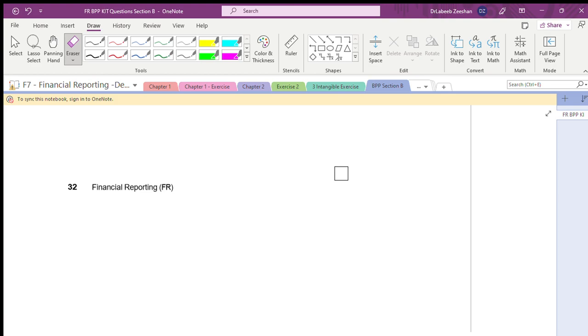Today we are going to discuss F7 Financial Reporting with respect to IAS 12 income tax. This is a scenario based question which you are going to work out. What are the basic concepts of IAS 12, how is it related, and how is it applied?